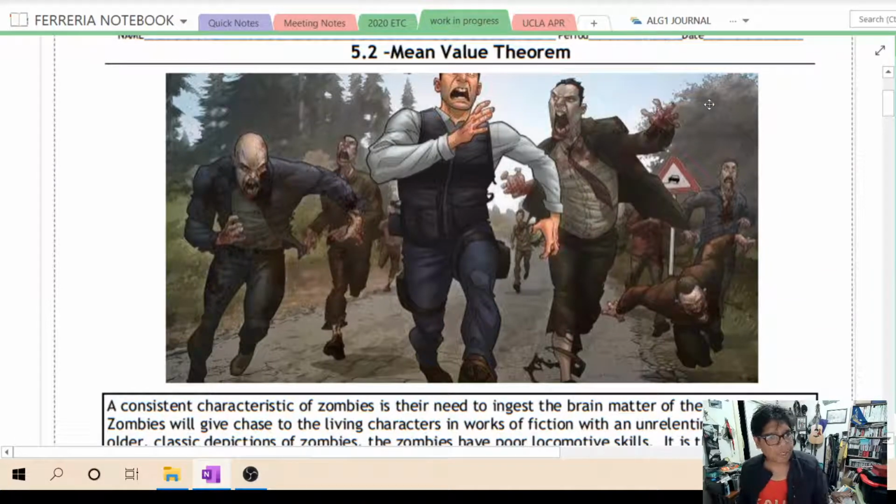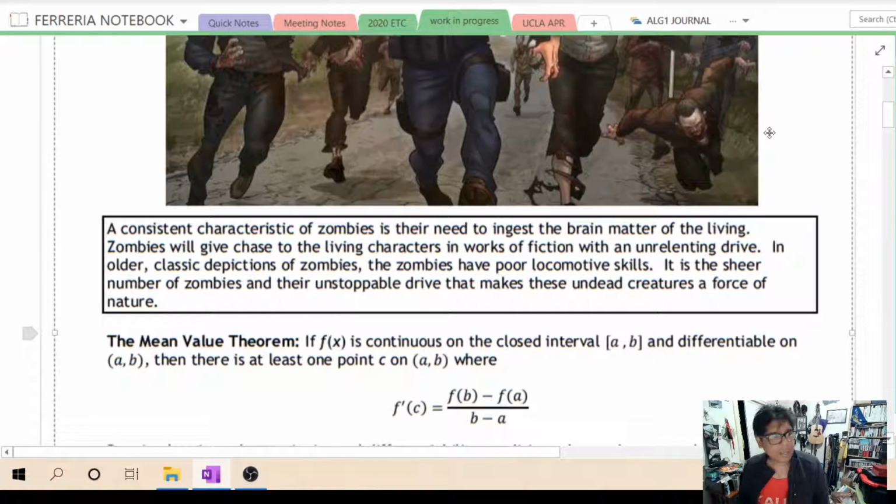So here we got our zombies. A consistent characteristic of zombies is their need to ingest the brain matter of the living. Zombies will give chase to living characters in works of fiction with an unrelenting drive. In older classical depictions, zombies have poor locomotive skills. They're not very well coordinated, really.